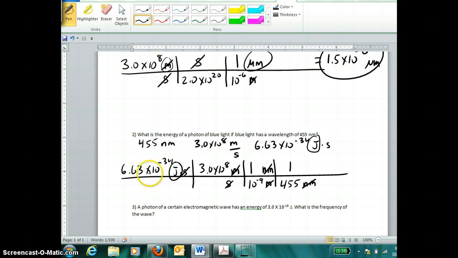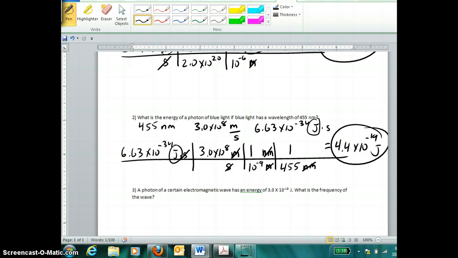We multiply 6.63 times 10 to the negative 34th by 3.0 times 10 to the 8th. We divide by 10 to the negative 9th. We divide by 455 nanometers. And with a 2-digit number based upon the speed of light being rounded off to 2 digits, we get a value of 4.4 times 10 to the negative 19th joules as our answer.